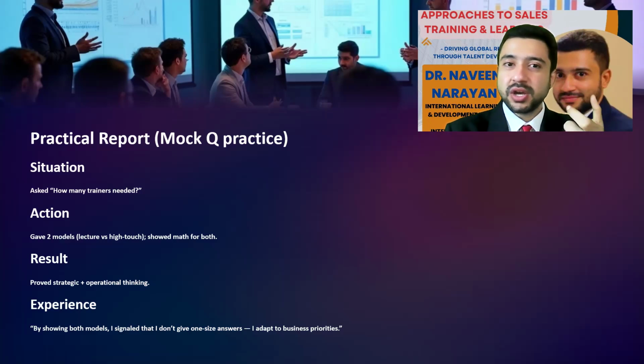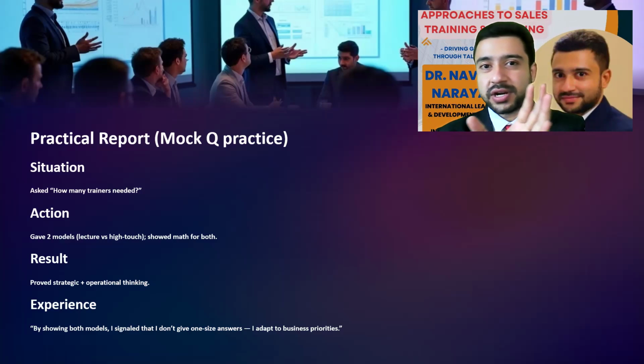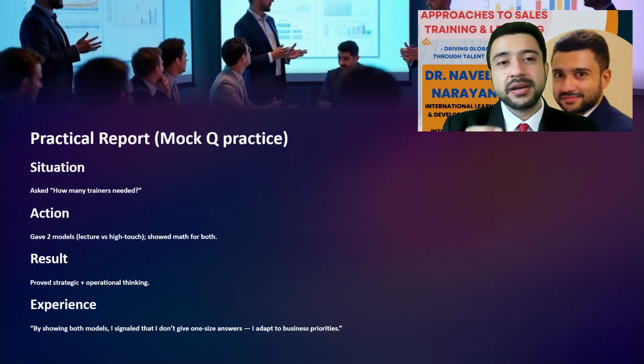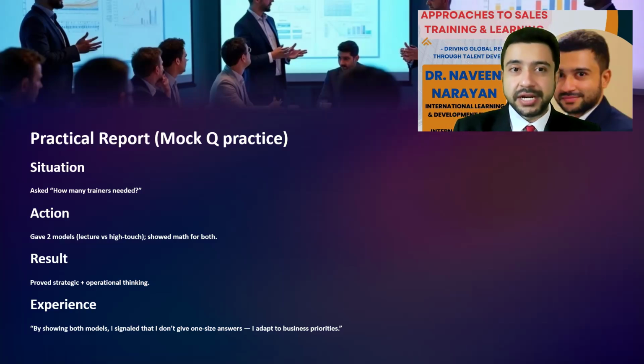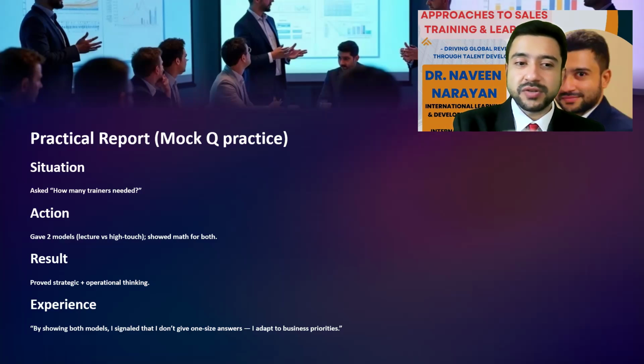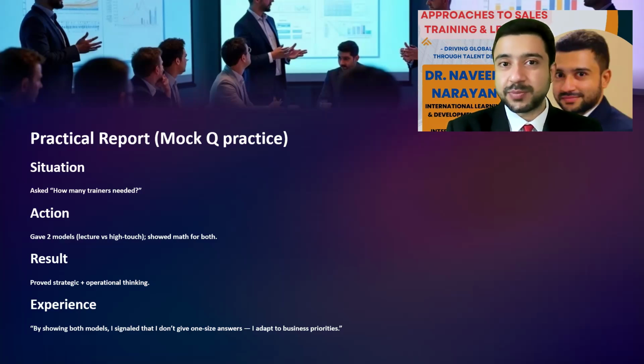For the high touch model, how many trainers are required? 2 trainers for training, 2 for coaching. With that, how many days of training, and what number of days do trainers need? How can we improvise, and how can we skill them up? All these were covered in that. Because of this, we were able to easily manage, become competent, and achieve the results as early as possible.